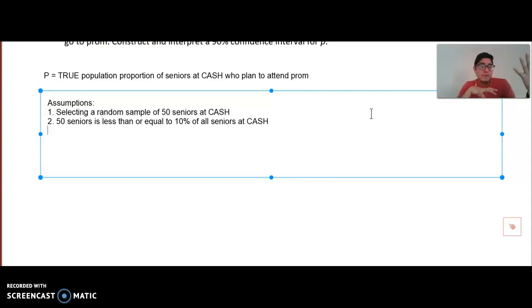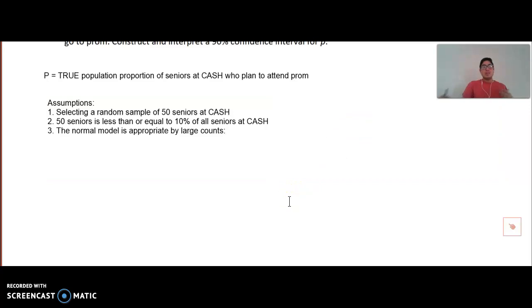10% condition, our 50 seniors is actually less than 10% of the 515. So we're good there. The degree of dependence is negligible. And the last one, we actually do have to do a little math here. So I'm actually going to cheat because I'm going to say the normal model is appropriate by large counts. And I can't just say that. I actually have to show the AP graders and readers what I mean when I say it's appropriate.